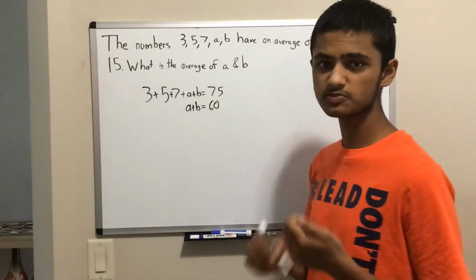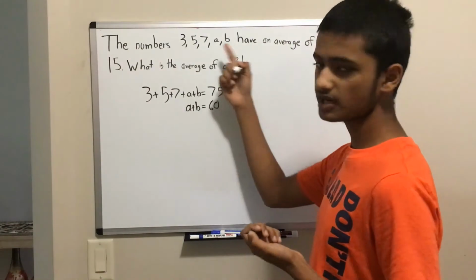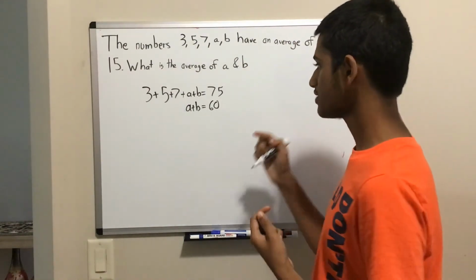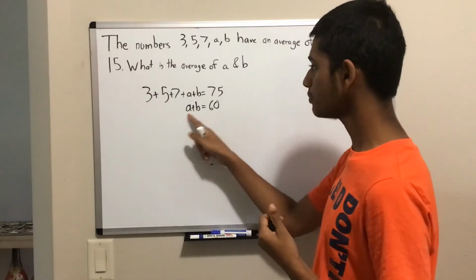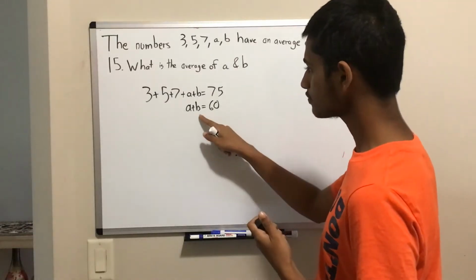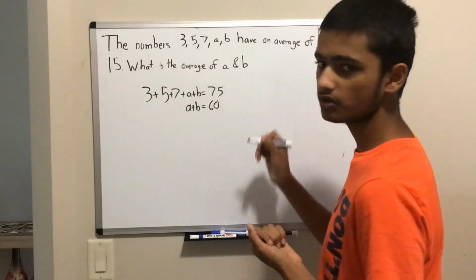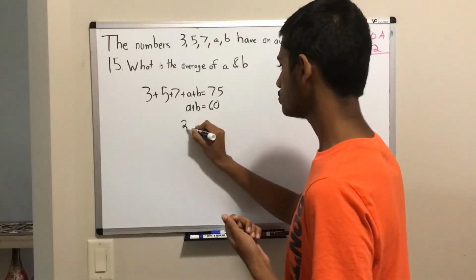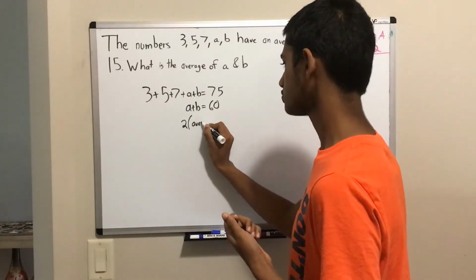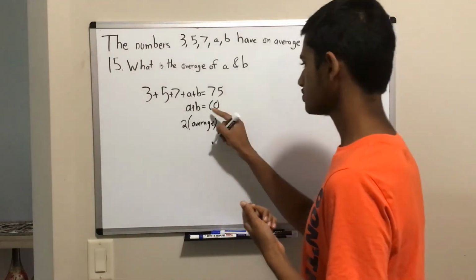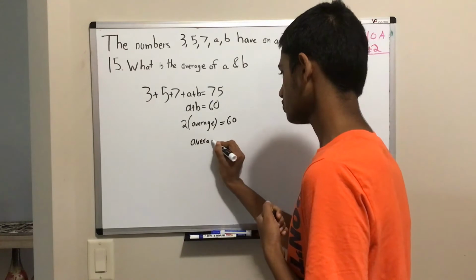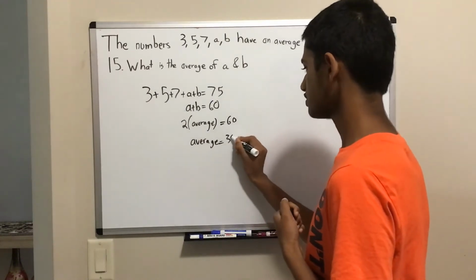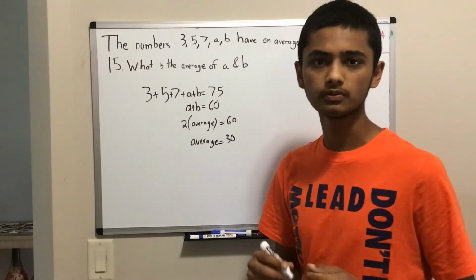Now that we know what a plus b is, we can apply the same logic as before: the number of terms times the average is equal to the sum of these values. The number of terms here is 2, so 2 times the average is equal to the sum of the terms. The sum of the terms here is 60, which means the average is simply 30. So that's our answer for problem number 2.